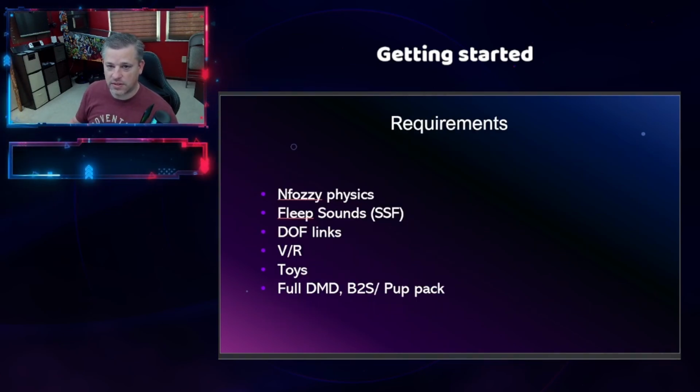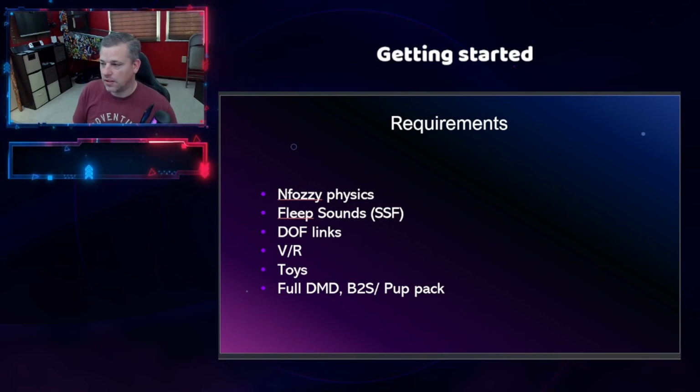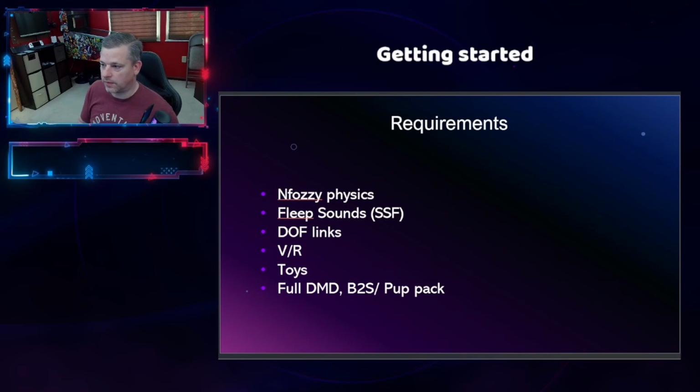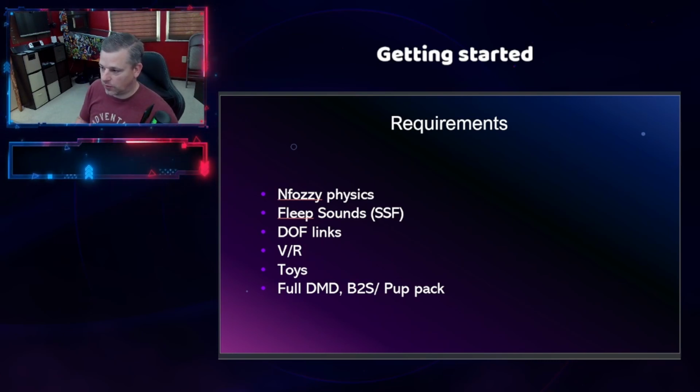So this is more like, I want these features, I want it to be able to do this. My requirements are, I want to have the in-fuzzy physics, the Fleep sounds for SSF, I want DOF links to work with it, I want it to be VR capable, I want there to be lots of toys on the table that interact with the gameplay, and have a full DMD with either a B2S file or a PuP pack.